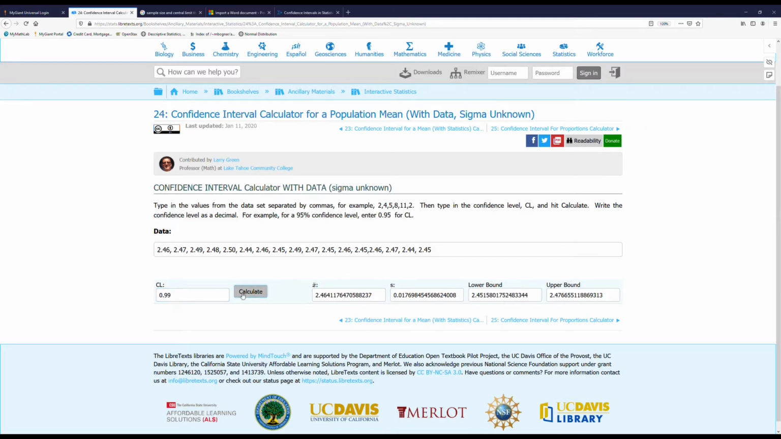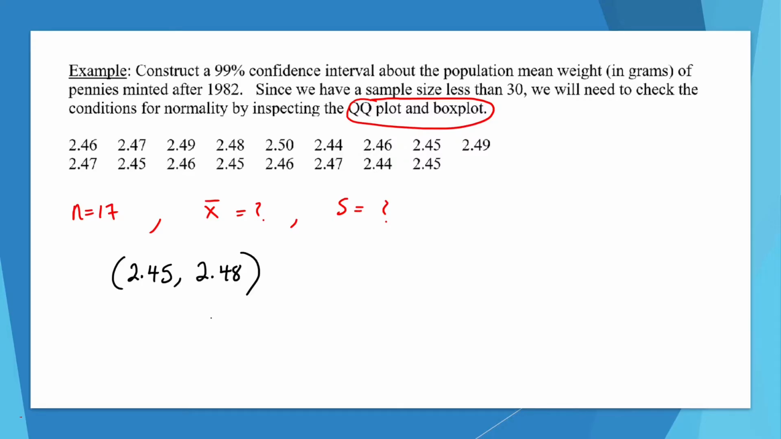Click calculate, and it gives us the sample mean, the standard deviation, but what I'm interested in is our confidence interval. I need the lower bound, and I need the upper bound. So these are the values we need for our confidence interval. I really want you to make a conclusion in a complete sentence, so let's phrase the lower limit and upper limit with a complete sentence.